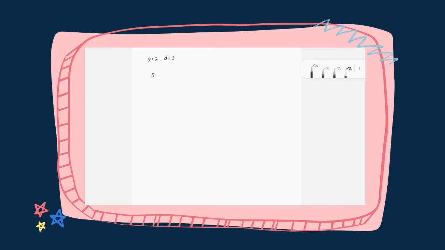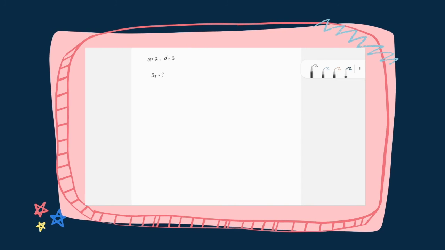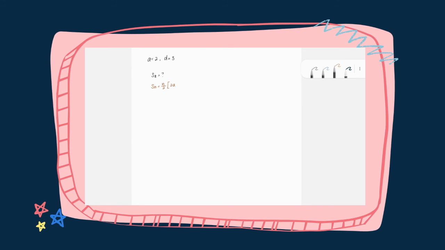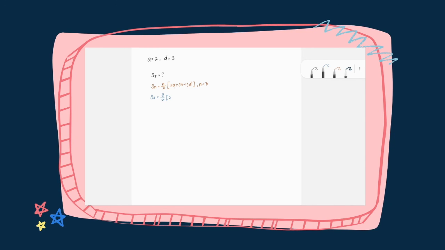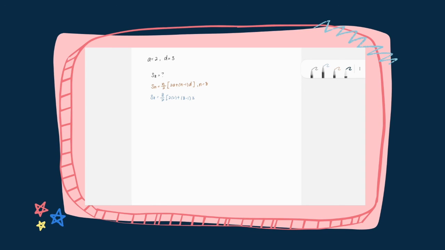The last requirement for the question is to find the sum of the first 8 terms. By using the formula Sn equal to n over 2 multiplied with 2a plus n minus 1 multiplied with d, where our n is equal to 8. So substitute the values into the equation. 8 over 2, multiplied with 2 times our a, which is 2, plus 8 minus 1, multiplied with our d, which is 3. Press the calculator and we will manage to get 100.